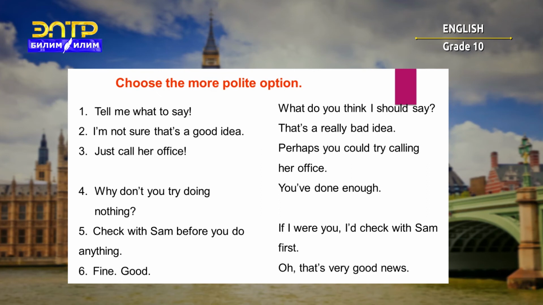So guys, let's start choosing the more polite option. In the first one, it will be, what do you think I should say? The second one is, I'm not sure that's a good idea. The third polite option will be, perhaps you could try calling her office. The fourth one is, why don't you try doing nothing? If I were you, I'd check with Sam first. And the last polite option is, oh, that's very good news.